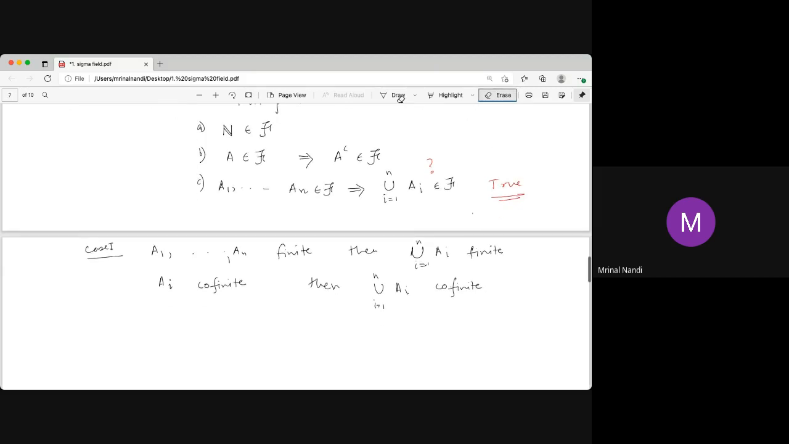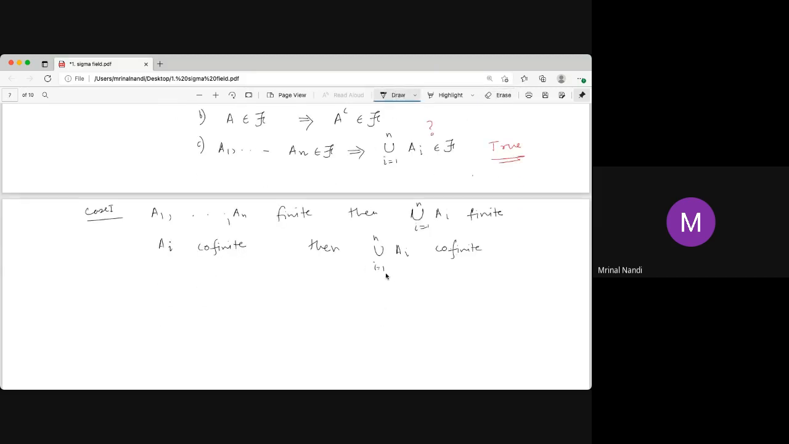Why? This is again easy. You have to take the complement of the union and show that it is finite. Then it is cofinite. So what is the complement? Again, De Morgan's law is a very useful and important set theory result. The complement of the union is the intersection of the complements.